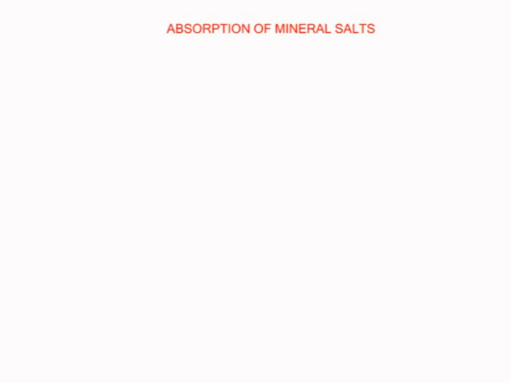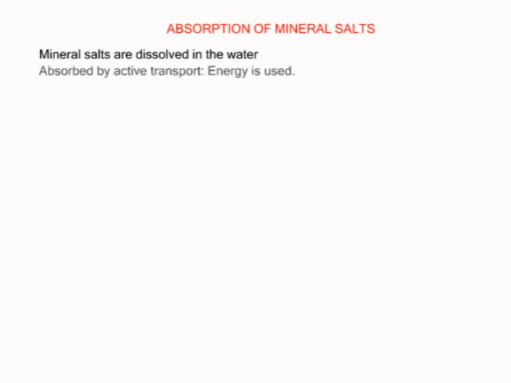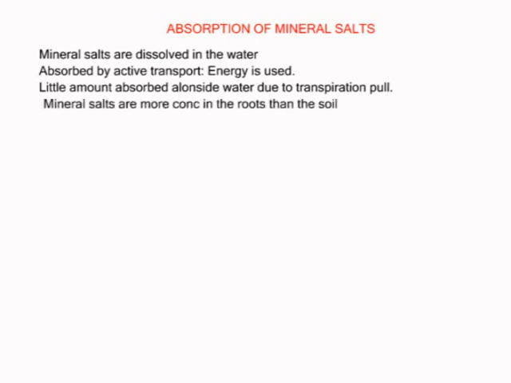On their part, mineral salts are dissolved in water found in the soil, and they are absorbed by active transport, a process that requires the usage of energy. However, a little amount of dissolved mineral salts may also be absorbed along with water through the root hair cells due to transpiration pull, a force that we shall come to look at again. Mineral salts are more concentrated in the roots of a plant than in the soil, and they cannot be absorbed by osmosis, and hence mineral salts are absorbed actively by using energy.